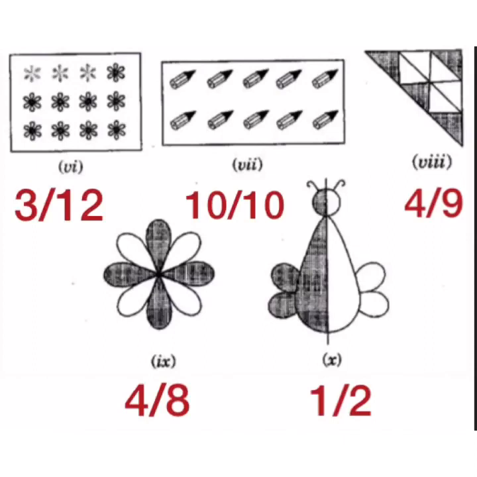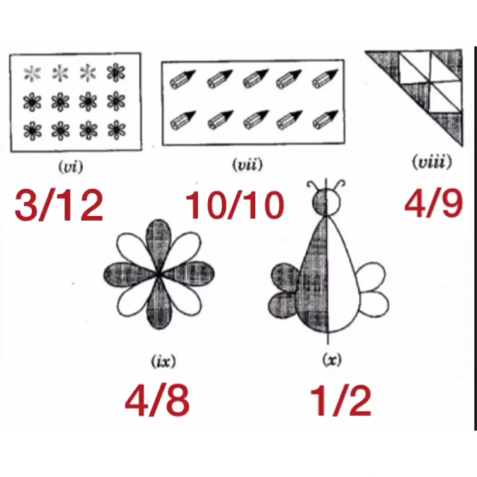Yes, 10 by 10. Now eighth one, you can see that the triangle is divided into 9 equal parts and 4 parts are shaded. So 4 by 9. 4 is the numerator and 9 is the denominator.